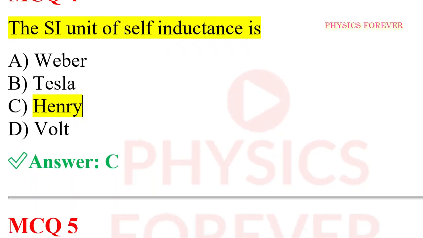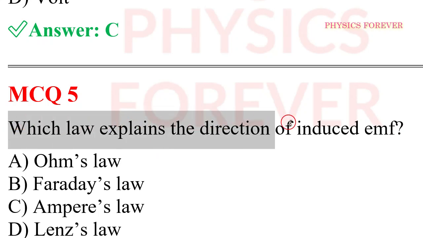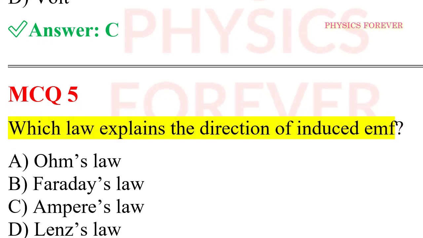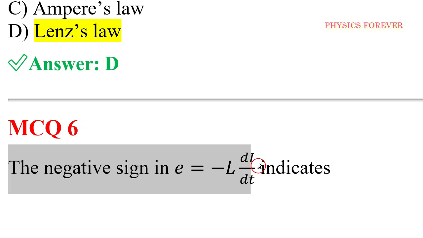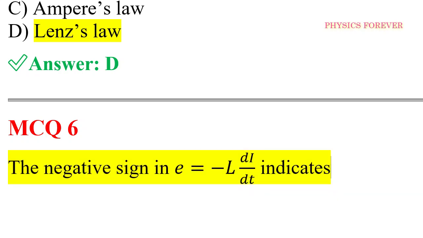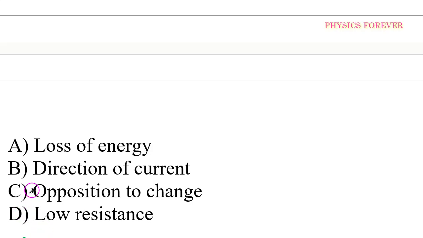Okay, so question number 5: which law explains the direction of induced EMF? Easy one, I have already discussed it many times. Which law? That should be Lenz law. In both the cases the negative sign indicates opposition to the change that causes it. Option D is correct. Next, the negative sign in induced EMF equal to minus L dI by dt indicates which one? Same, option C is correct. Opposition to change, that is Lenz law.